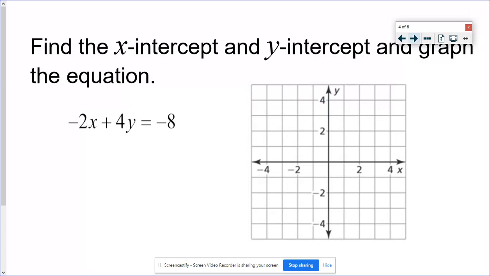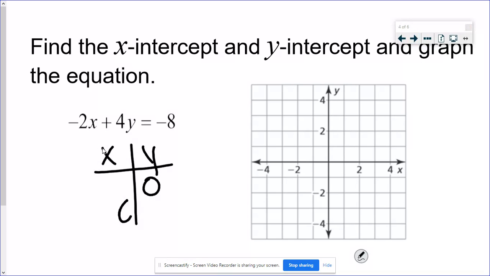Okay. This is like yesterday, though. I want to find the x and the y intercepts. And if you'll remember, we start with our table of values. If the y is 0, I'll be putting a 0 right here. It's not 40, it's 4 times 0, which is 0. Adding 0 doesn't do anything. This part, gone. So -2 times what gives me -8?